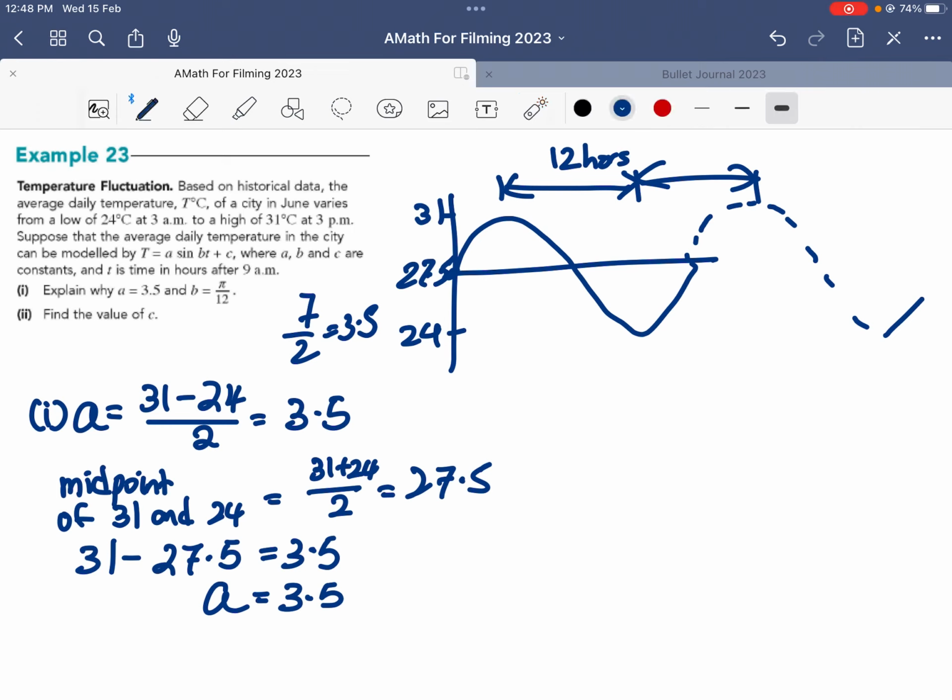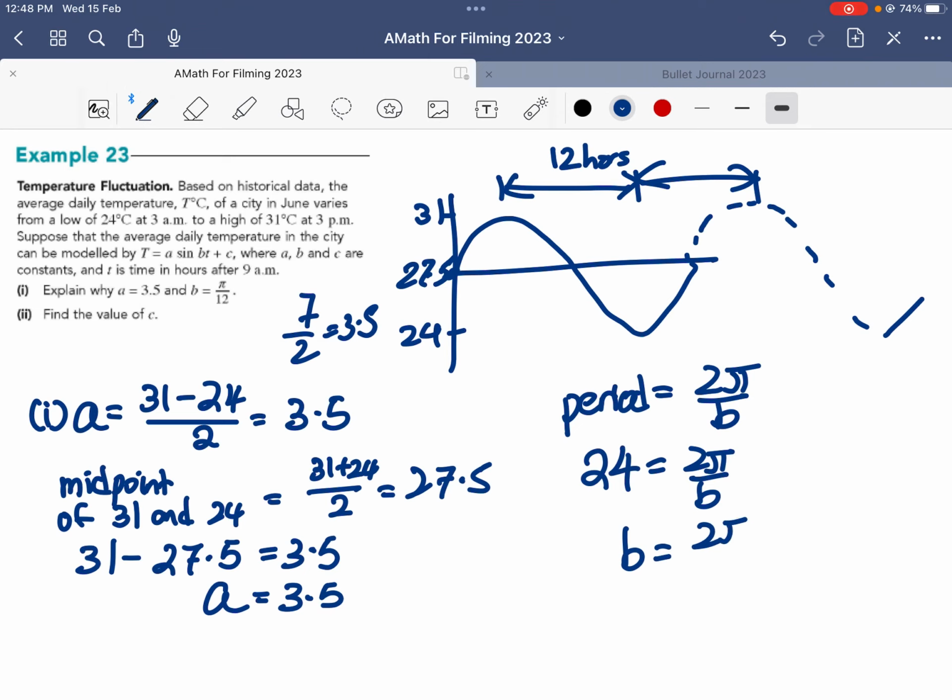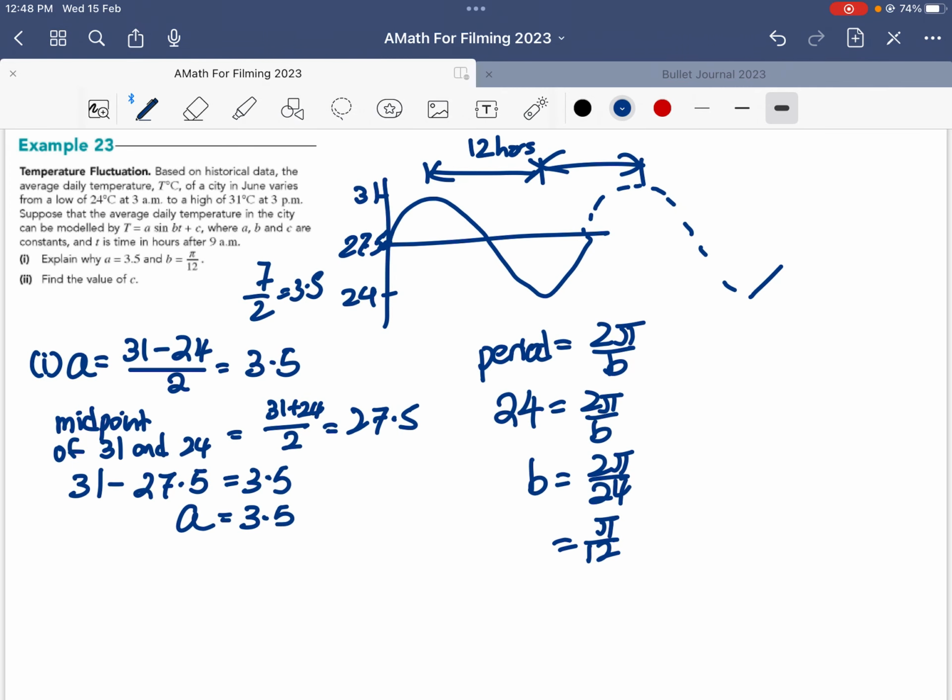If you remember the formula itself, period is equal to 2 pi over b. So my period now is 24 and 2 pi over b. So my b value is 2 pi over 24. It is pi over 12. Okay, hence I've shown that A is 3.5 and B is pi over 12.